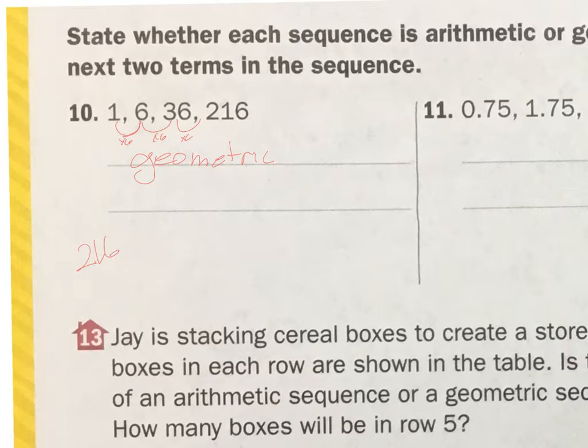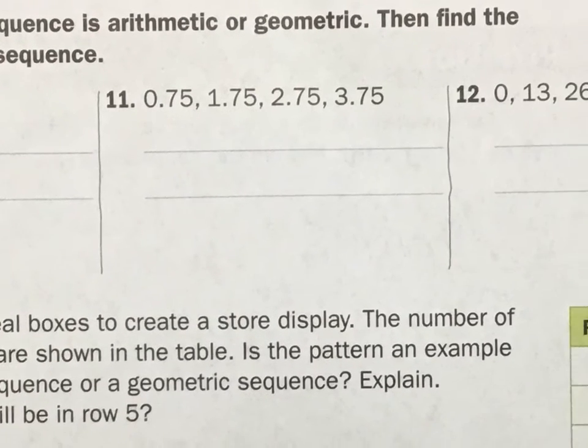So 216 times 6, 36. 6 times 1 is 6, plus 2 is 8. 1296. Then if I use my calculator, 1296 times 6, I'm going to get 7776. Okay? Alright, so let's go on to the next.